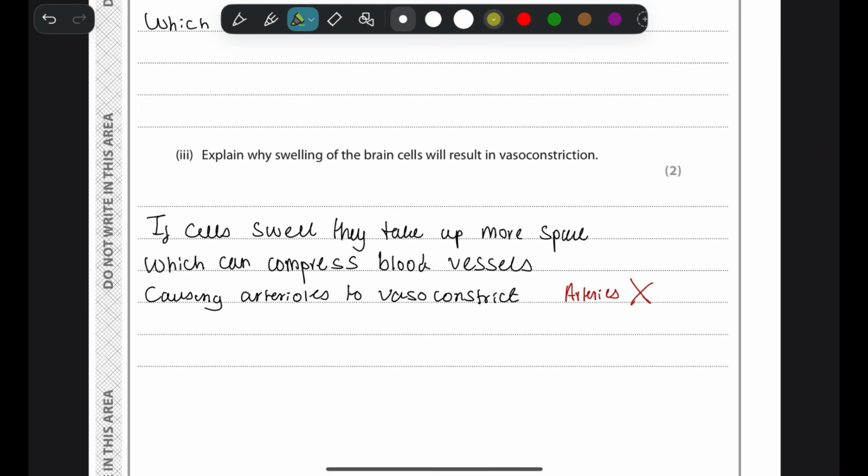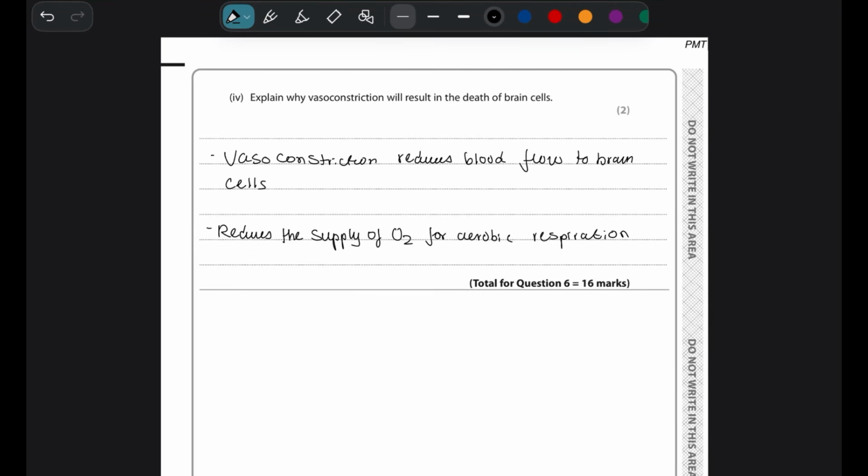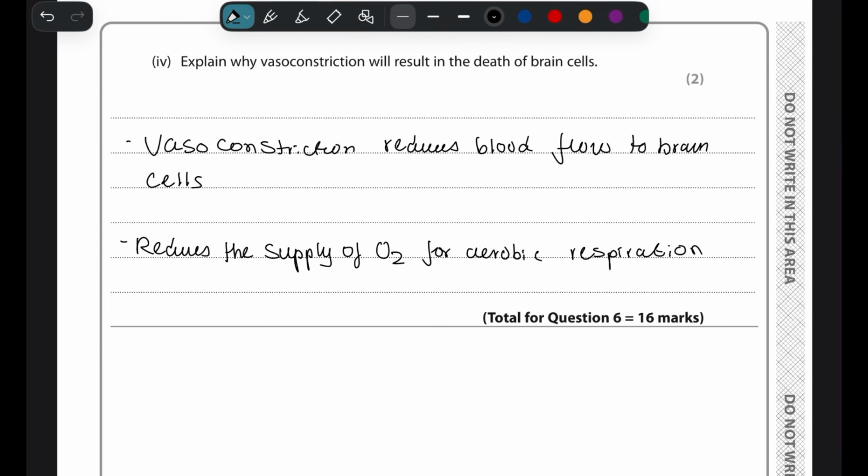But to me, I think the swelling and then compressing the available space, or reducing the space for blood vessels, should be enough. This is a question that comes up essentially every year in a different format, but you are going to have to say pretty much the same thing. Whenever we're talking about death of cells, normally what you're saying is that there's a reduction in blood flow. In this case, it's because of the vasoconstriction that you're reducing the blood flow. And if we have a reduced blood flow, always say that means we have less nutrients or oxygen, normally oxygen, going to the cells for respiration. Whenever you're talking about death of cells, always relate it to lack of oxygen or lack of nutrients and lack of respiration. That will normally get you the mark.